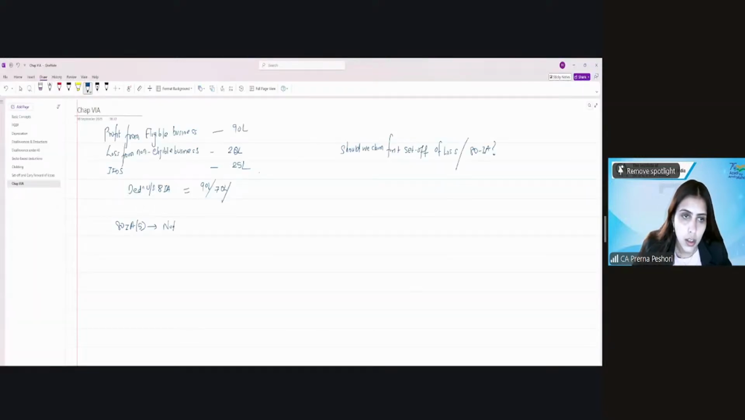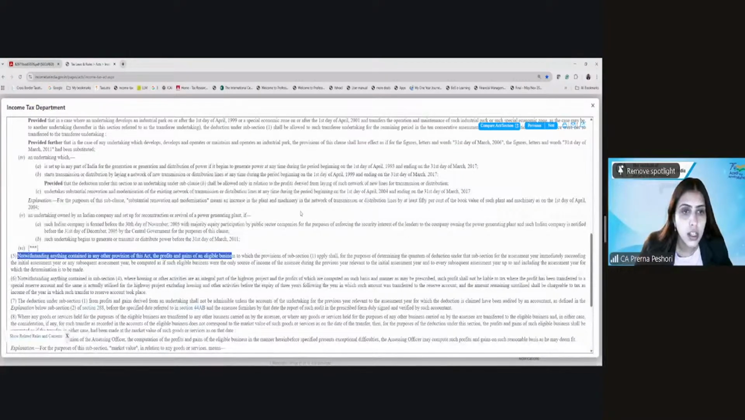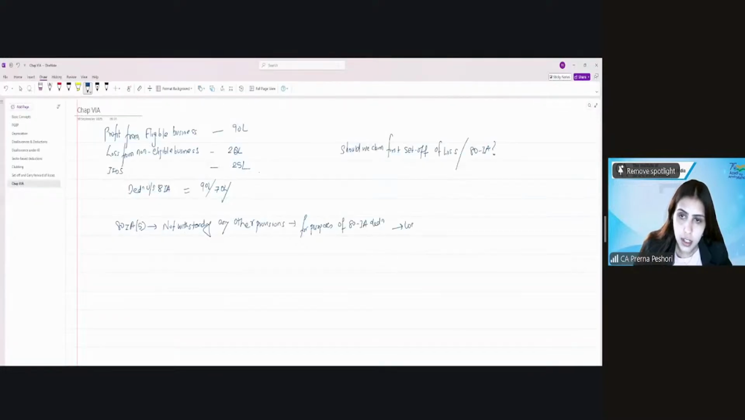What does it say? Notwithstanding anything, for the purposes of the ATIA deduction, compute on the basis that the eligible business was the only source of income.